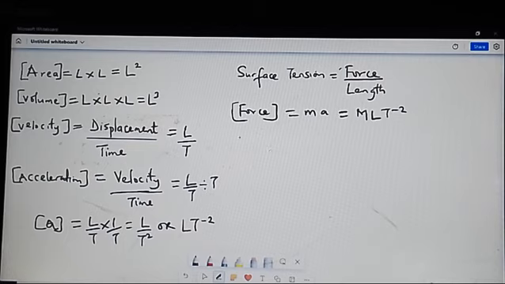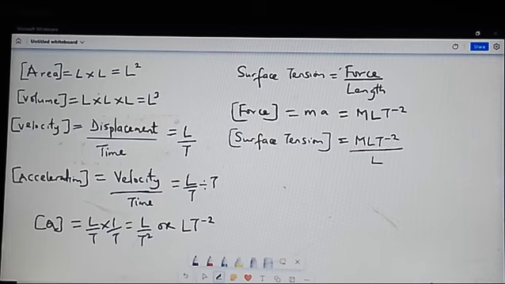So our surface tension has dimension as follows. Force is m L T to power minus 2 divided by length. And so the length we cancel out, and we have that the dimension for surface tension is m raised to power 1, t raised to power minus 2.